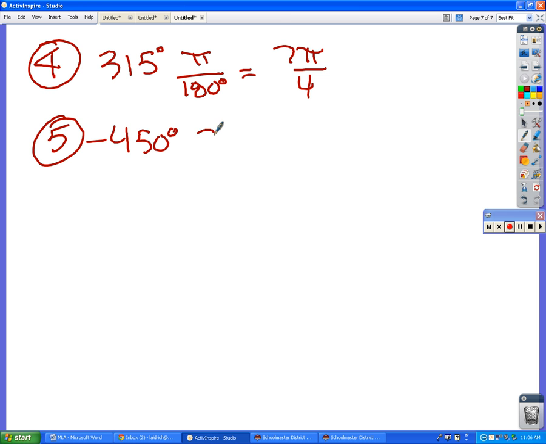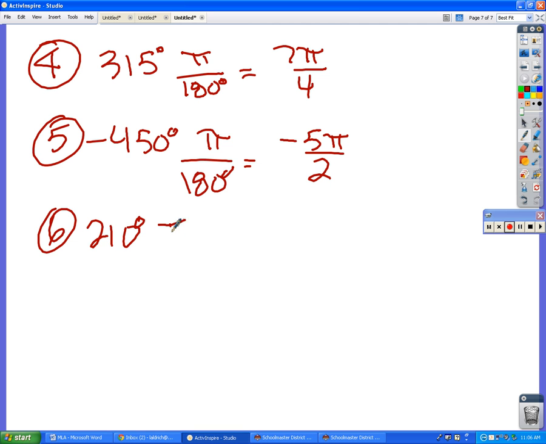Okay, same thing for negative 450 degrees. Multiply by pi over 180. What goes into both of them? 90. 90 goes in here negative 5 times. 90 goes in there twice. Okay? And then I don't feel a need to do the same thing. I guess I'll just do it, otherwise you'll freak out. 210 degrees. Multiply by pi over 180. What goes in there evenly? 30 goes into 210 7 times and goes into 180 6 times.